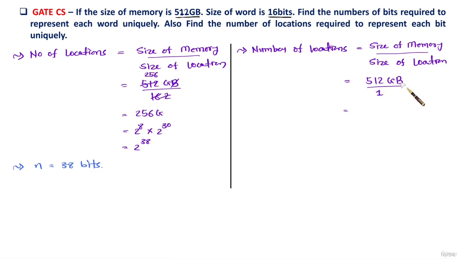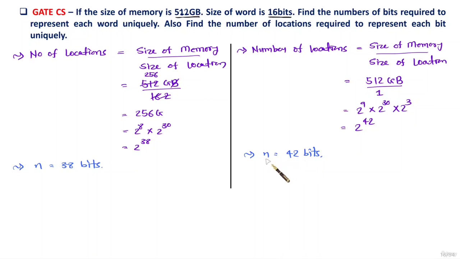Now I need to convert this in the form of 2 to the power of something. So 512 means 2 to the power 9, G means 2 to the power 30, B means byte, byte means 2 to the power 3. So in total 2 to the power 9 plus 30 plus 3 means 42. So how many bits are required to represent each bit uniquely? 42, right? So that is how we can identify number of bits required to represent each location.